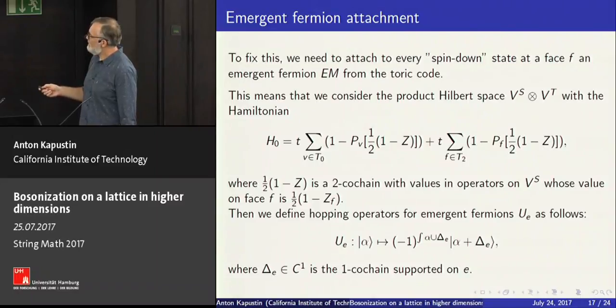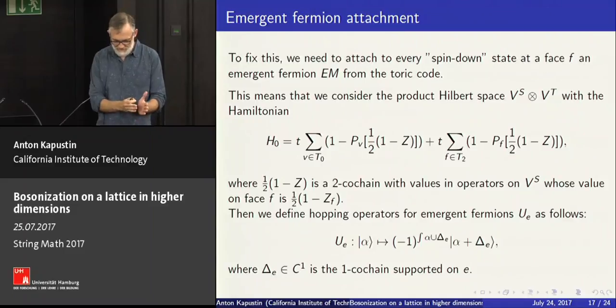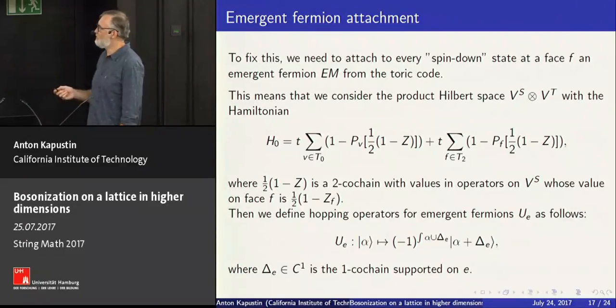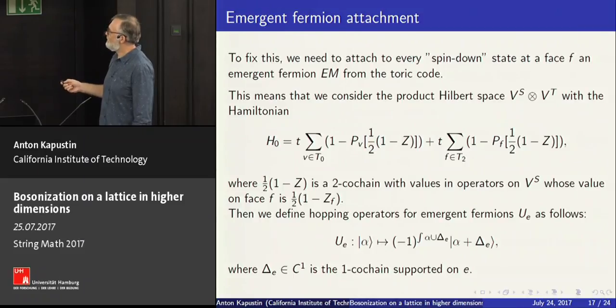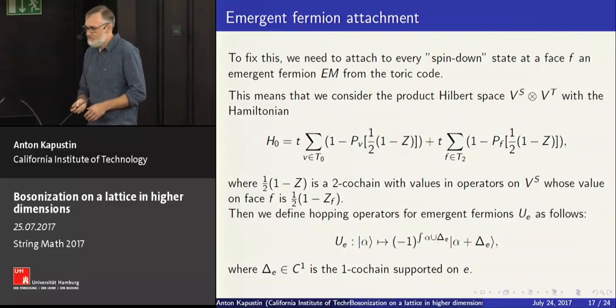Okay, and now I also want to combine this: when I hop some spin across the edge, I also want to hop this emergent fermion. So what does it mean to hop an emergent fermion? Well, let me define this operator, which you can check has the meaning of hopping an emergent fermion across the edge E. So delta E is just one cochain supported on this edge again. Why? Because this one here essentially means you hop the magnetic, the M particle, and this one here means you hop the electric one. When you have both of these, you hop them both simultaneously.